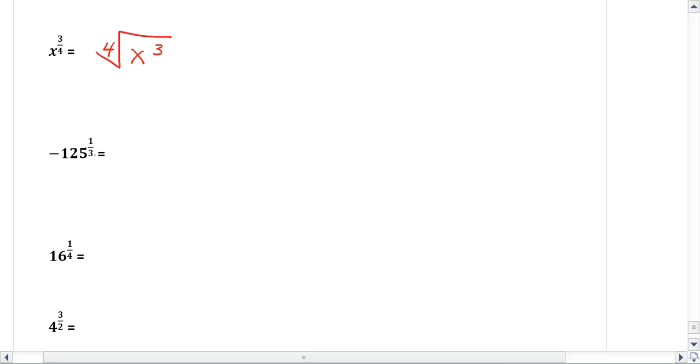Okay, now let's go backwards. If I have negative 125 to the 1/3 power, that would become the third root of negative 125. Okay, I guess we're not going backwards yet, but I was thinking ahead.